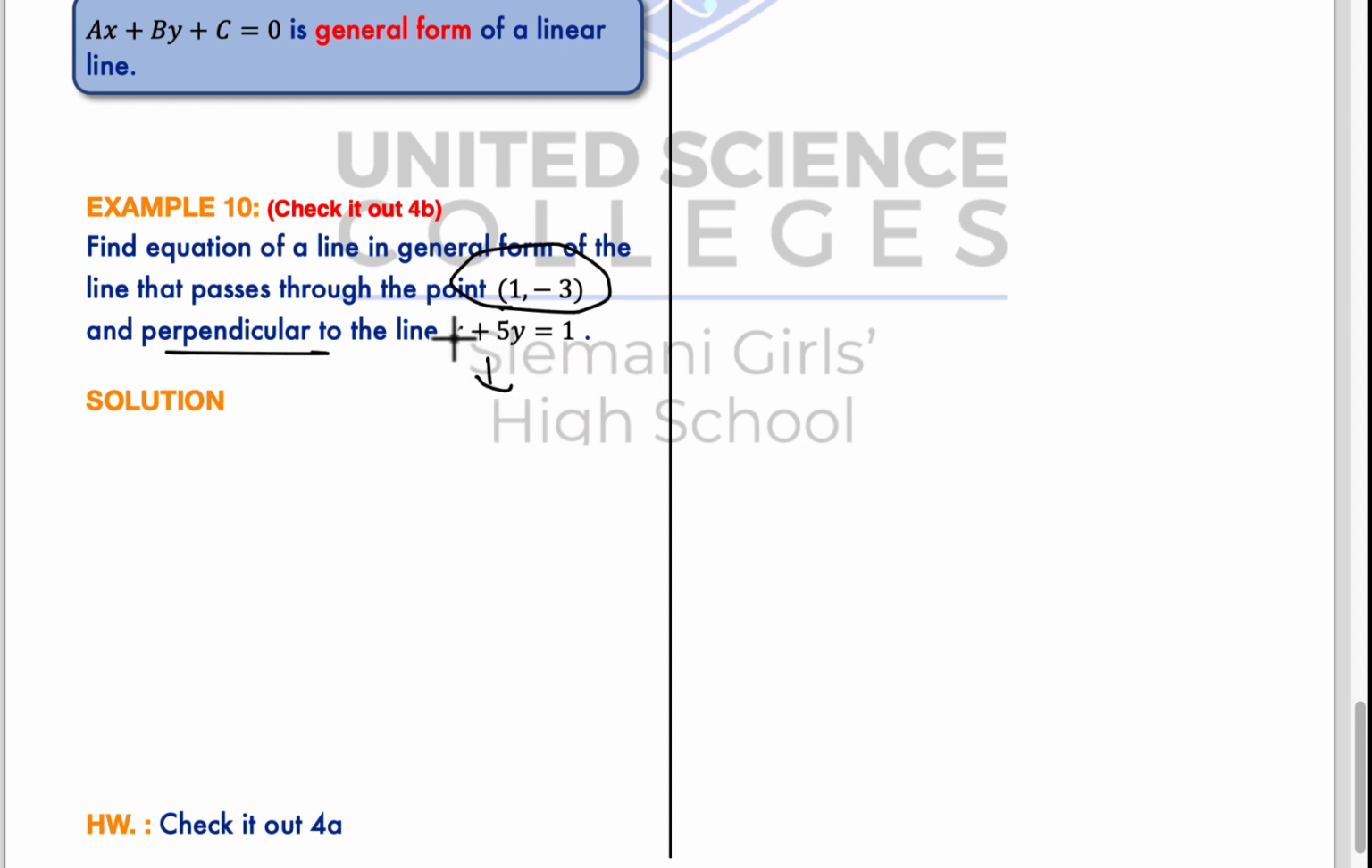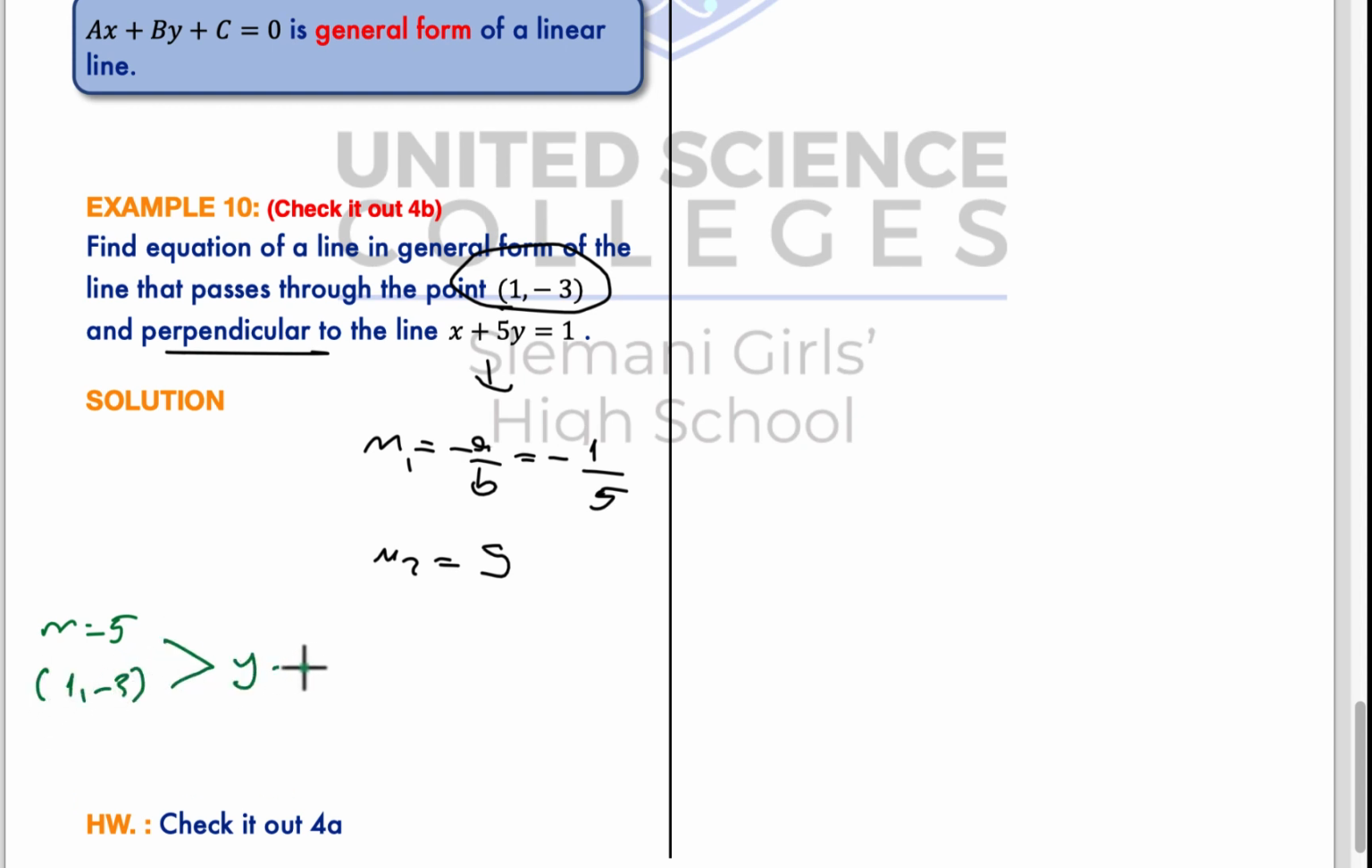So let me find the slope of this line first. My slope is negative a over b, which is negative 1 over 5. If it is perpendicular, the slope of the other line is the opposite reciprocal. Flip this and take its opposite. It is 5. I know the slope. I know the point. I know the slope is 5, and I also know my point is 1, negative 3.